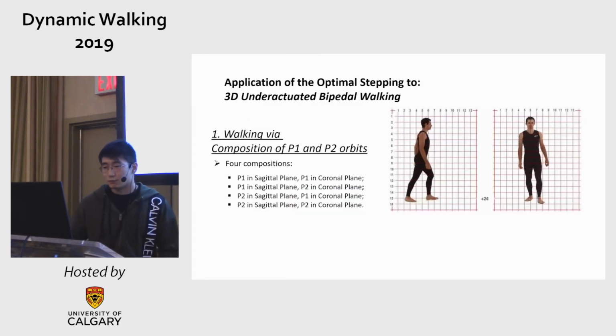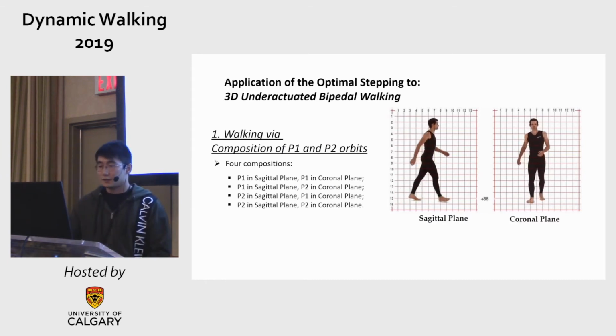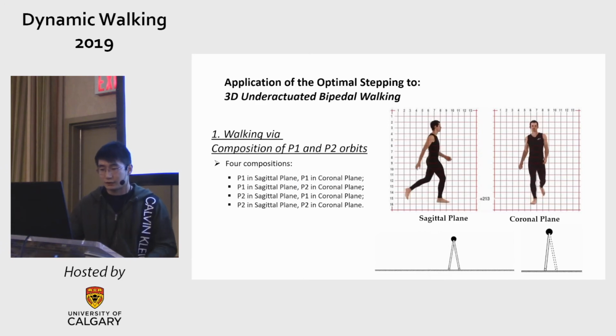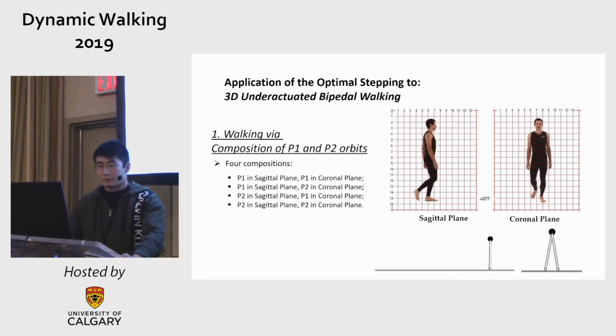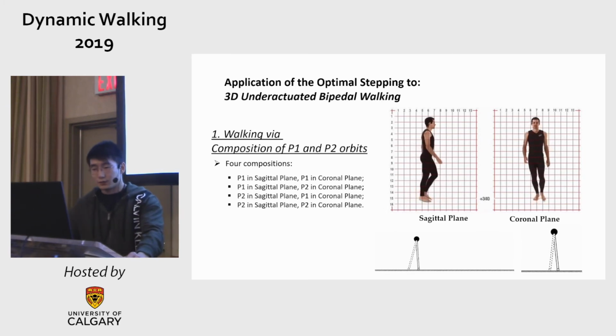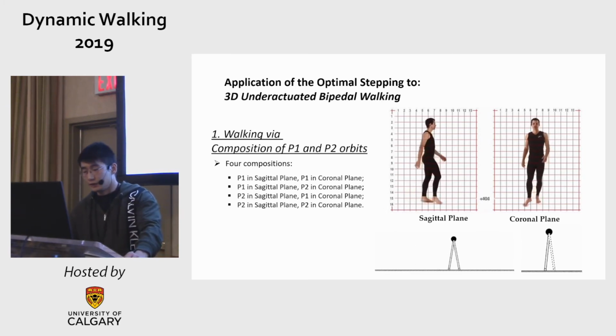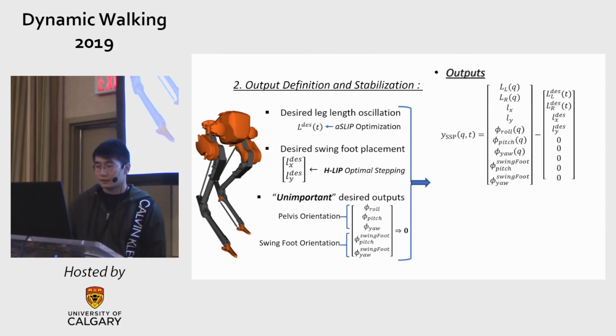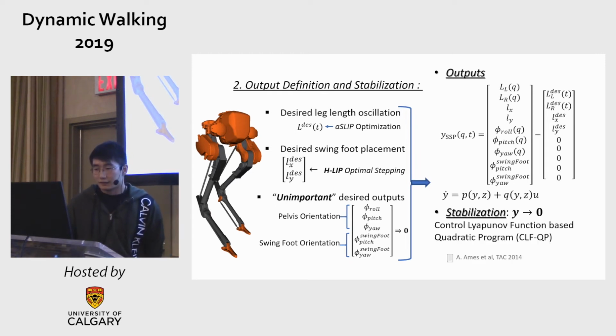So for 3D, it actually works because we have 2 planes, right? And we can have 4 kinds of composition of these P1 and P2 orbits in different domains. For example, this human walking here is like a P1 in the sagittal plane and P2 in the coronal plane. So for using it on a robot, there are additional, not so important outputs, like you want the pelvis orientation to be fixed, and the swing leg orientation to be fixed, right? We assemble them, and we will get all the outputs we need. I don't have too much time to talk about the details, but we use CLF-QP for controlling the outputs.